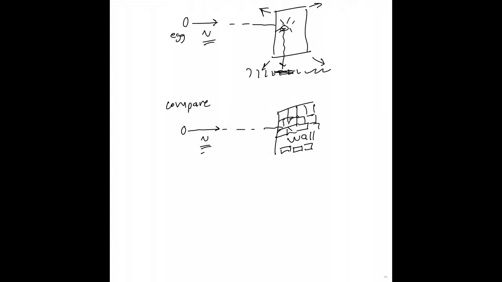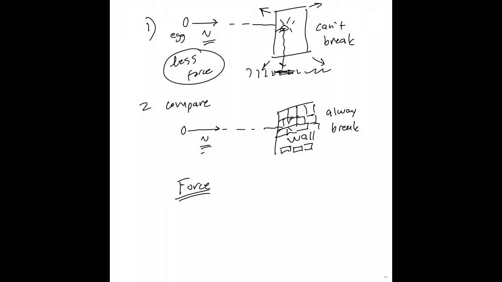Here's the outcome. I think you'll find no matter how hard you throw it, you can't break the egg in this case, and it'll always break if you throw it as fast as you can against a wall. So what's the reason why? Well, force is the quantity required to make the egg break. And the reason it doesn't break in case number one is because there's less force. Case number two, when you throw the egg against the wall, there's more force, so it does break.